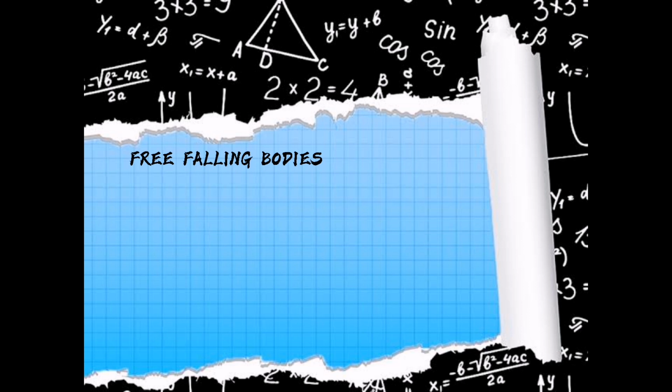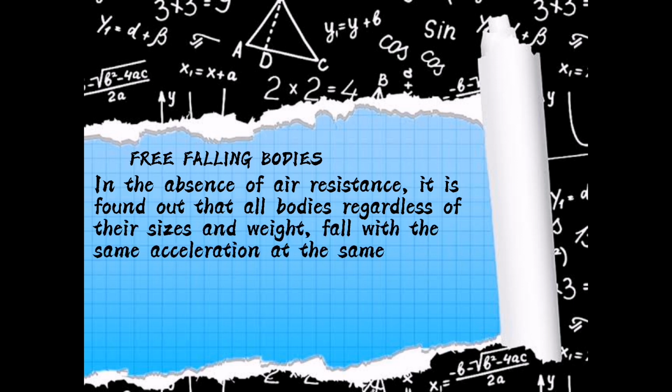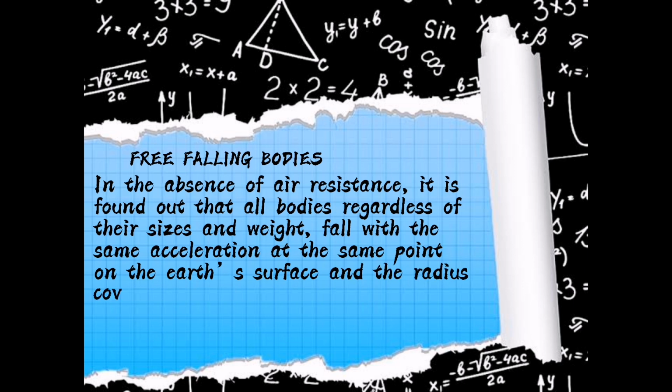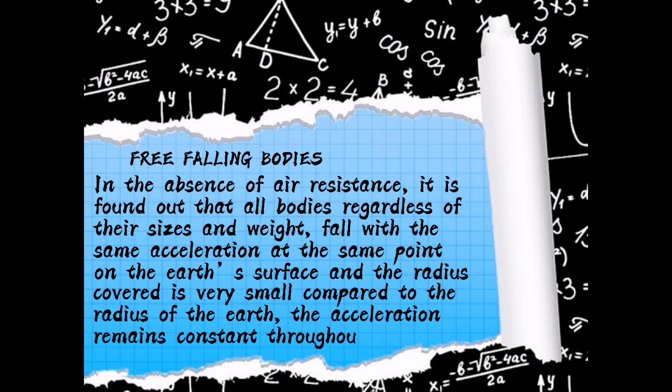Free-falling bodies. In the absence of air resistance, it is found that all bodies, regardless of their sizes and weight, fall with the same acceleration at the same point on the Earth's surface, provided the distance covered is very small compared to the radius of the Earth. The acceleration remains constant throughout the fall.